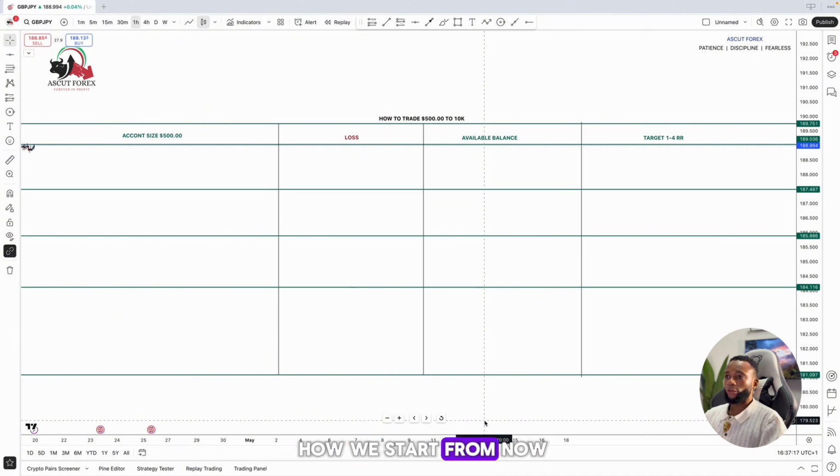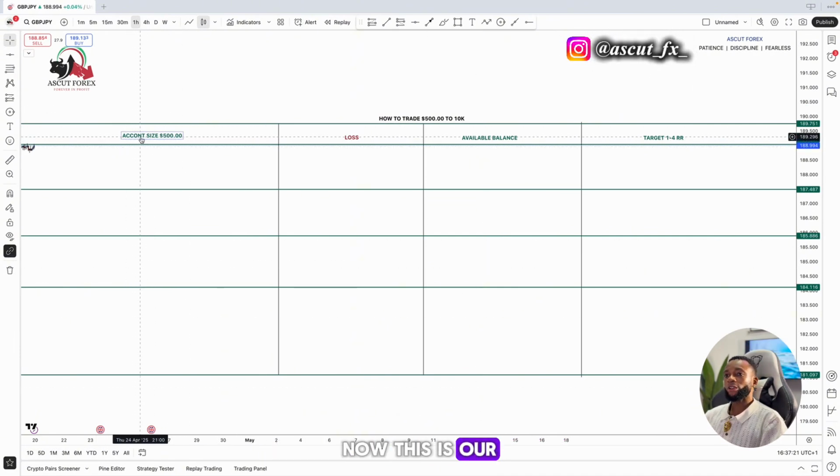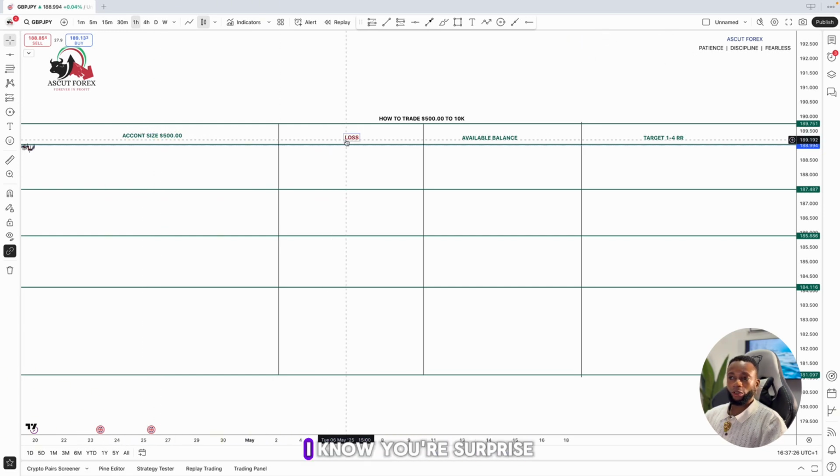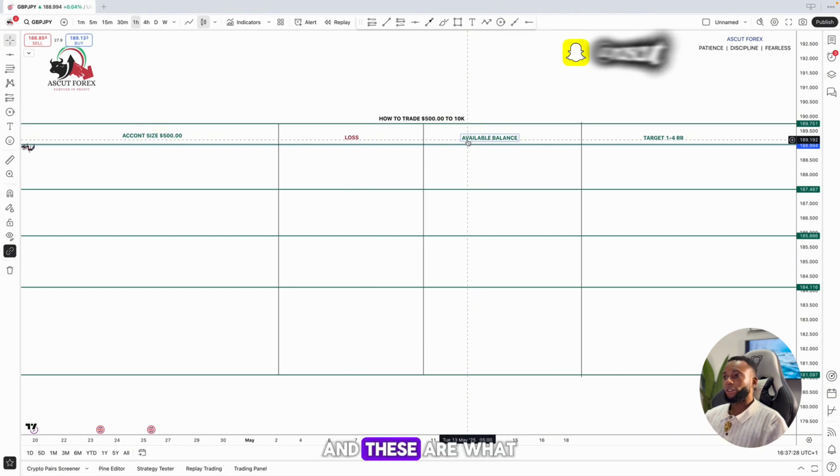So now this is how we start. We already have everything set up here just to cut the time short. Now this is our account balance, the $500, that's our account size. Now this is our loss. I know you're surprised where the loss is coming from. And this is our available balance. And these are our targets.